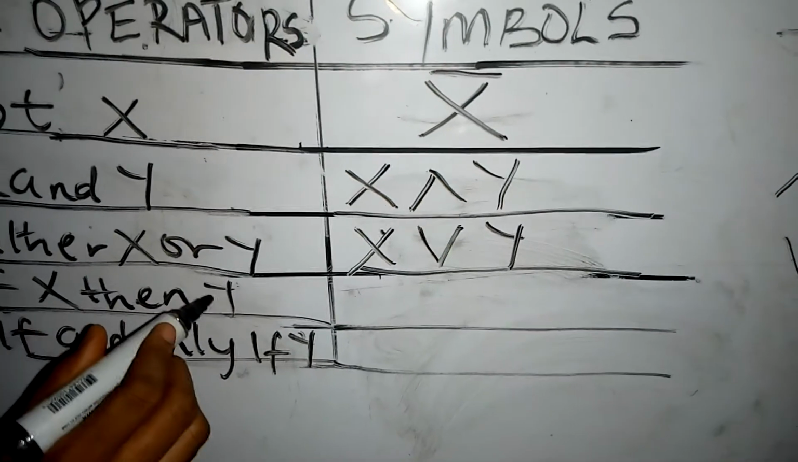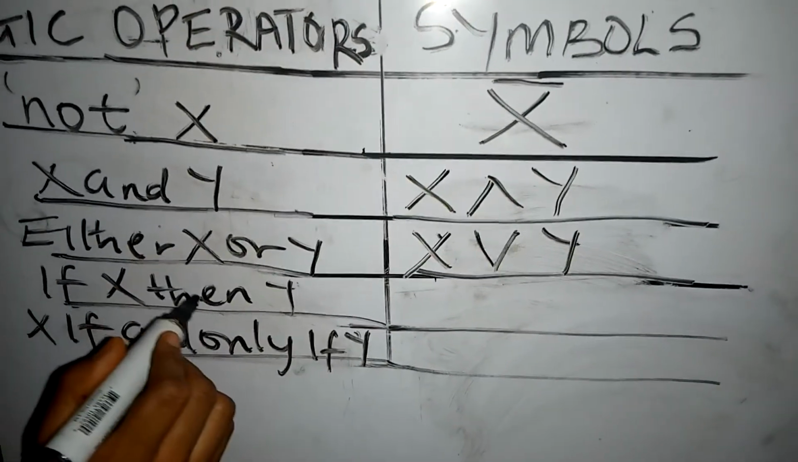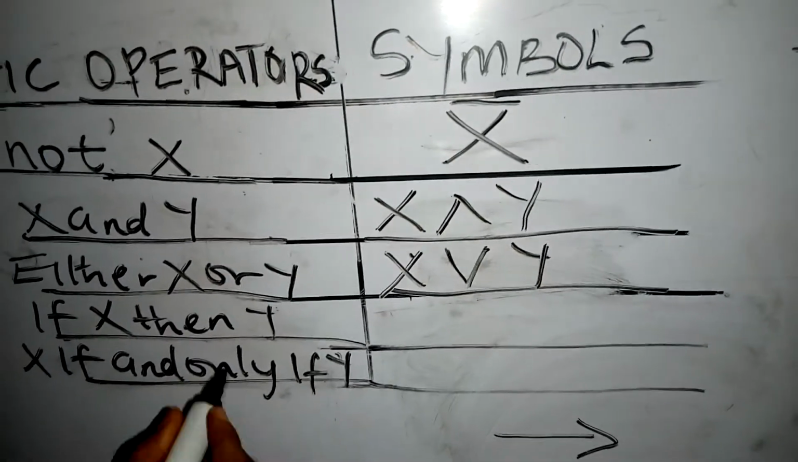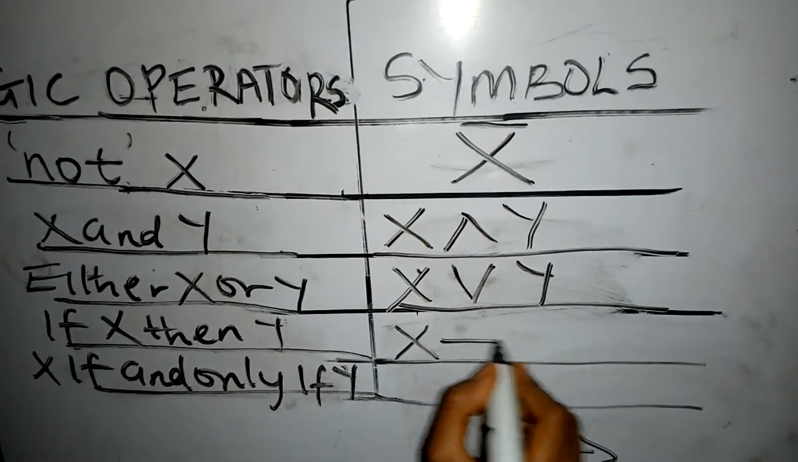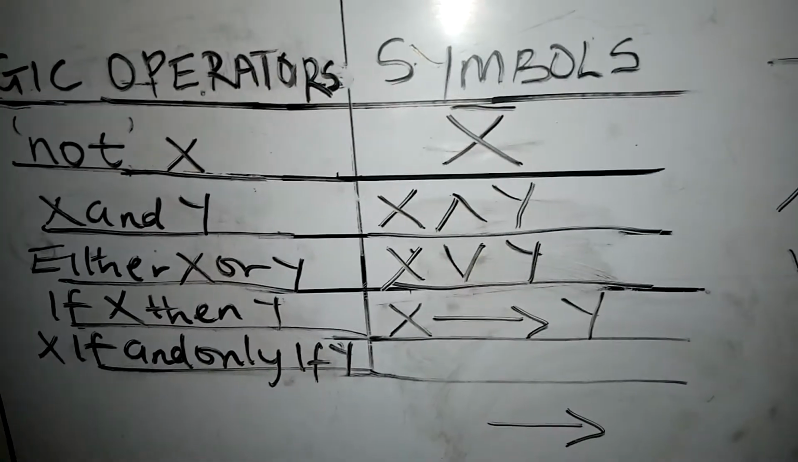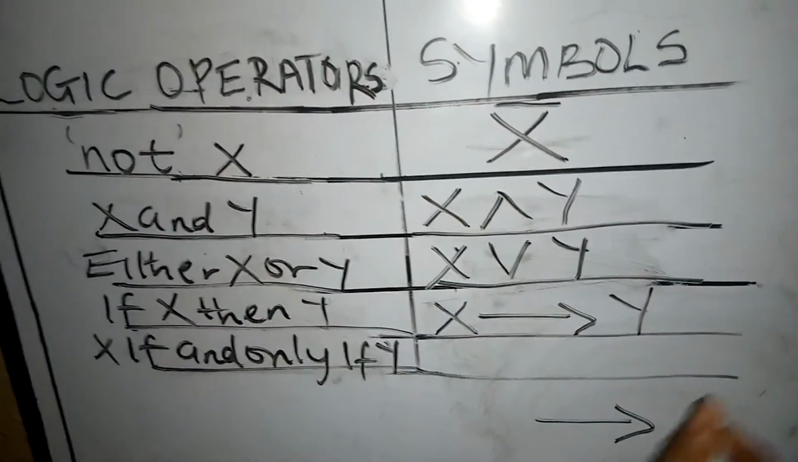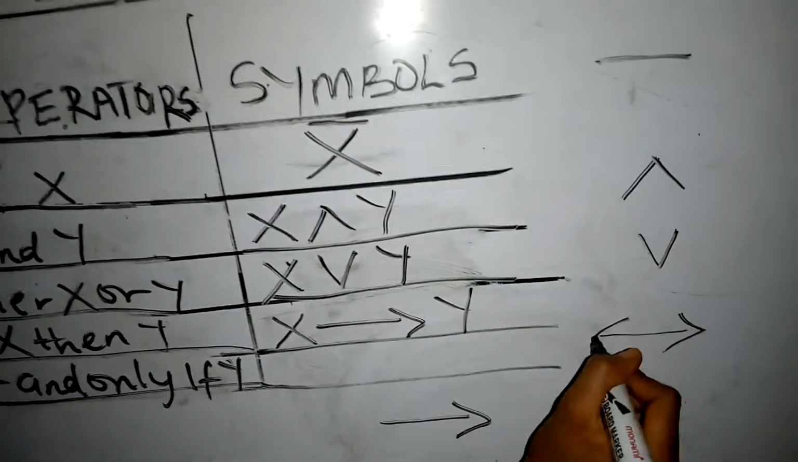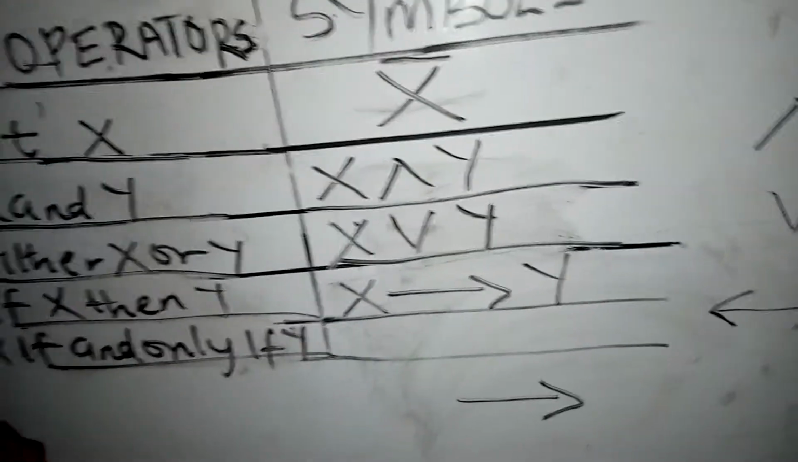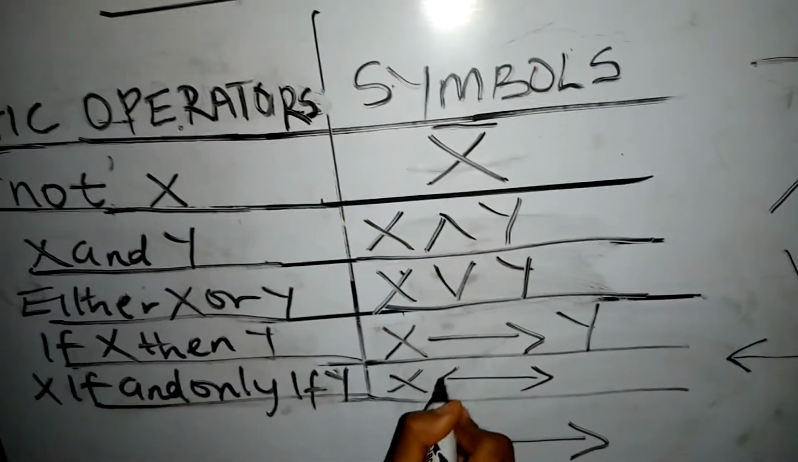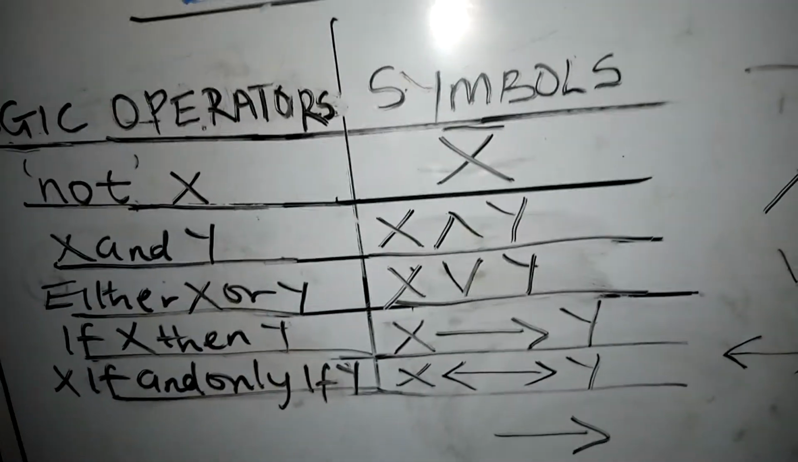If x then y. If then is this symbol, so if x then y should be written like this. And x if and only if y, if and only if is like this, two arrows. So to write this logic operation, it will be x if and only if y.